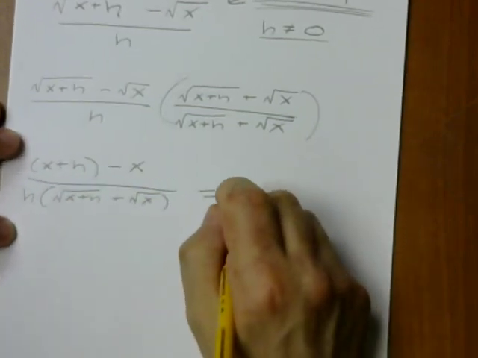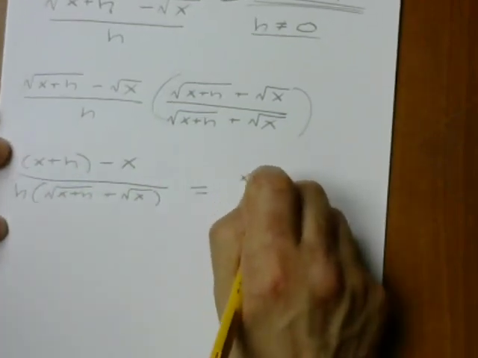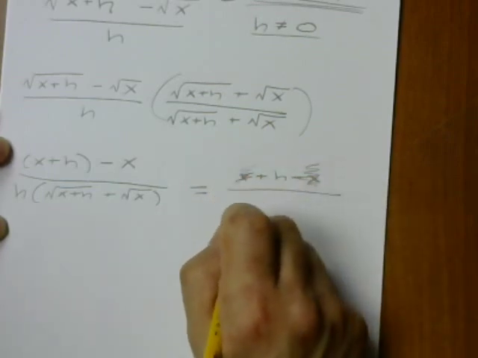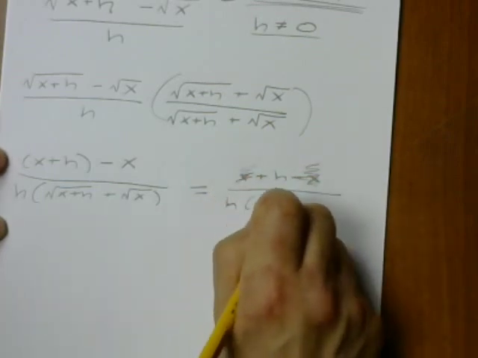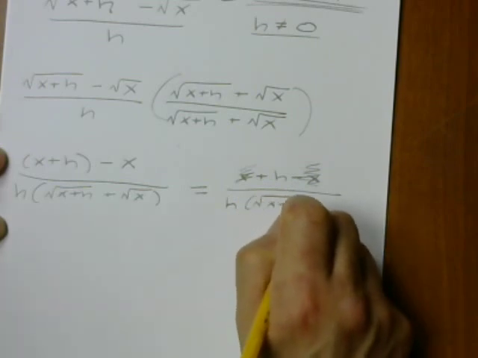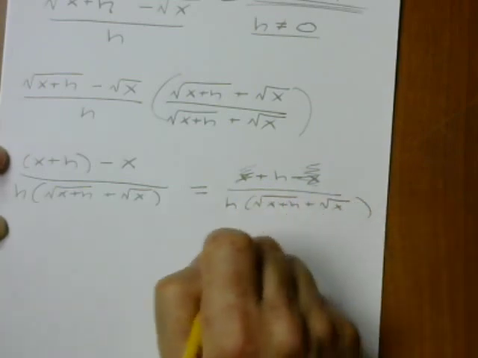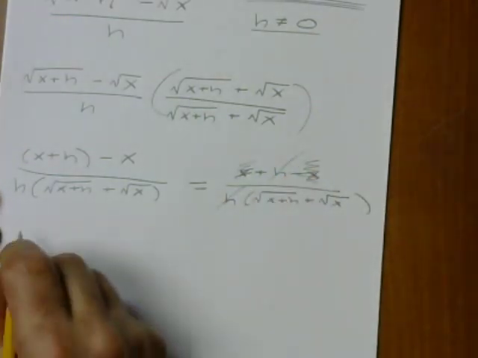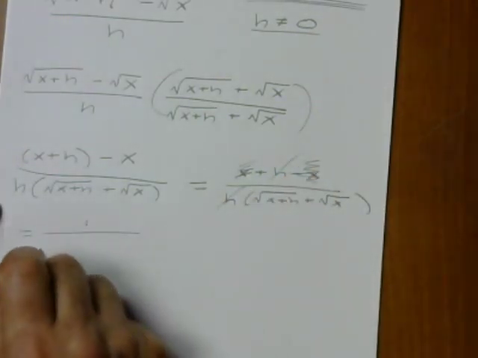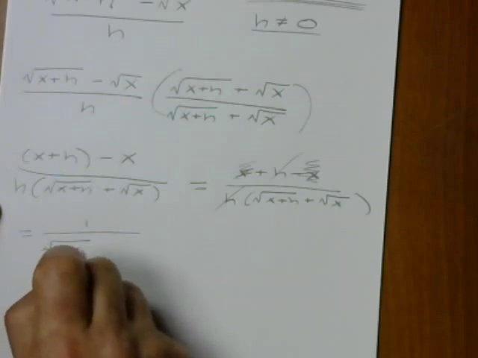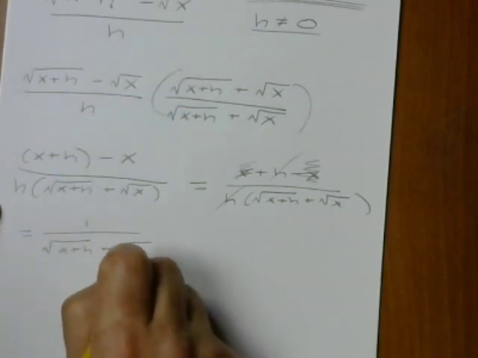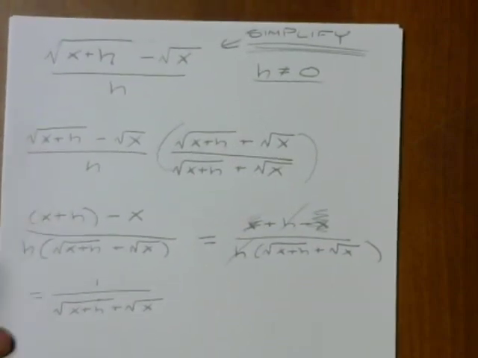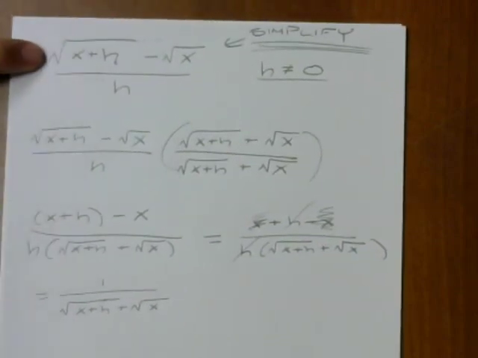Now, what do I have? I have x plus h minus x in the top. Those x's go away, because x minus x is 0. And then I can cancel that and get 1 over the root x plus h plus root x. And is this any simpler than what I started with?